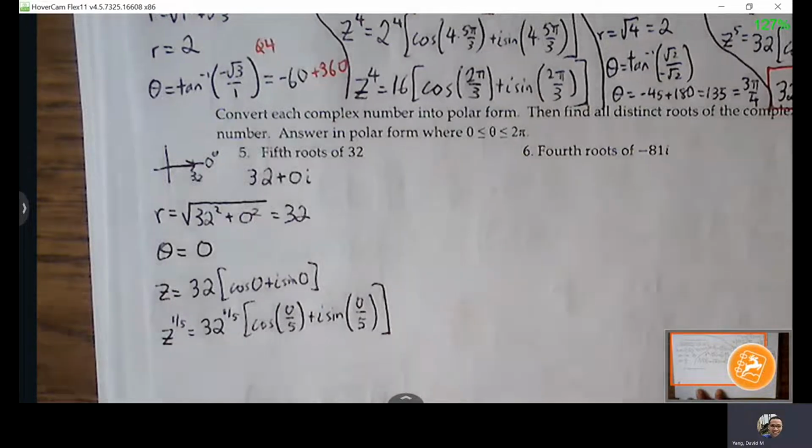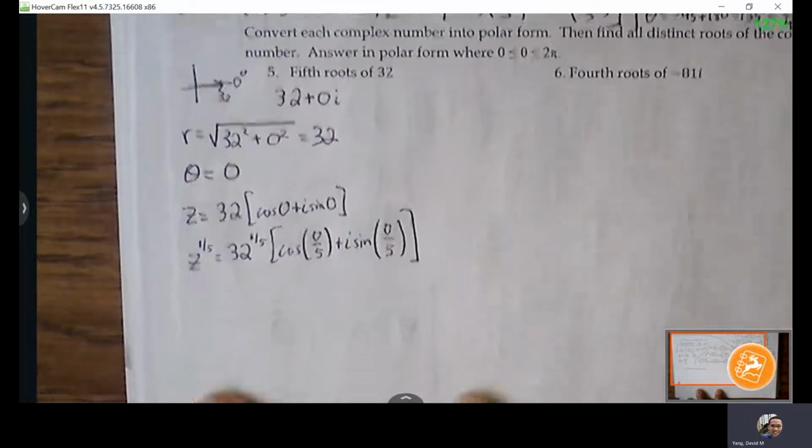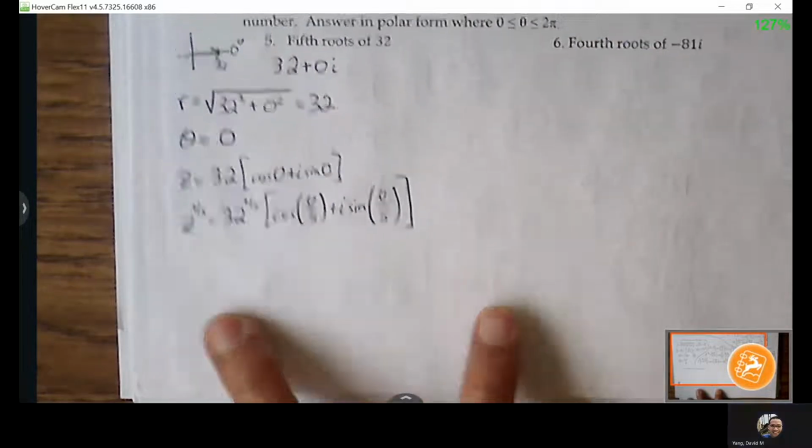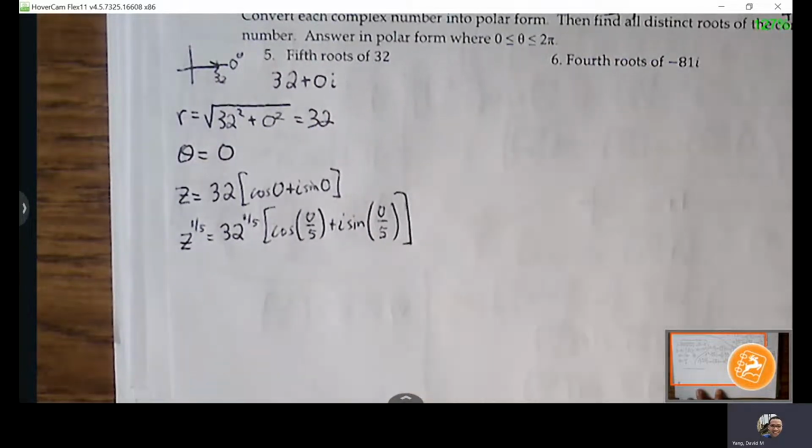Okay, so here's how I started number 5. Find my radius, find my theta. Now, if your value is sitting along the axis, there's no need to involve tangent, right? You can just draw it out and convince yourself that it's one of the quadrant measures.